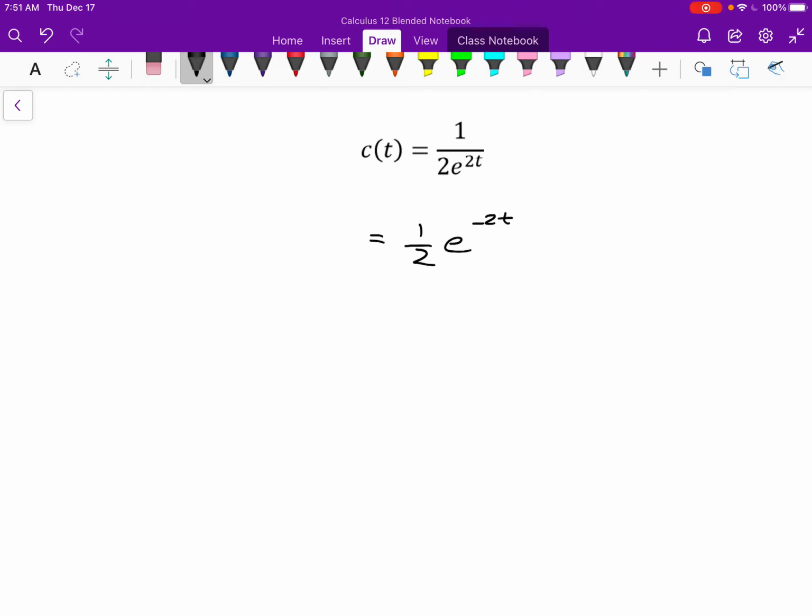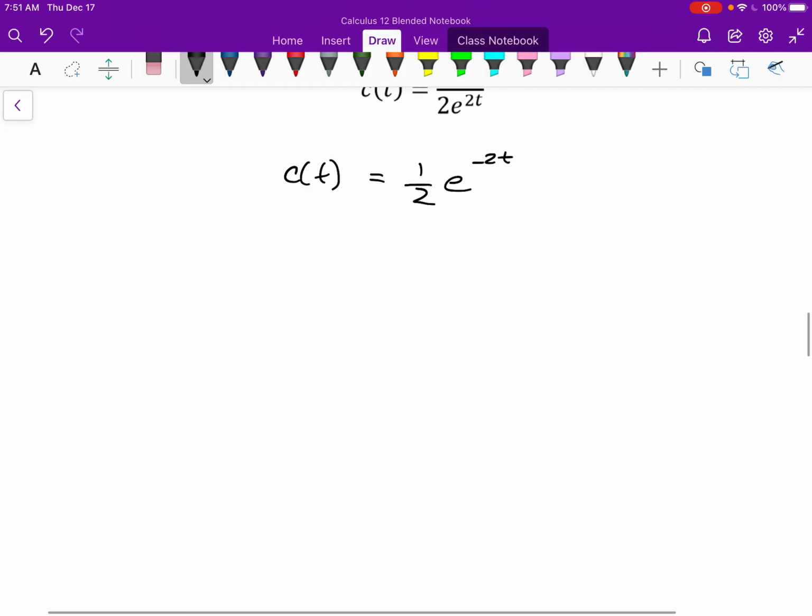I mean, the more you can use the power rule, the better. And it's a lot easier to use the power rule than the quotient rule, although they would, in the end, all be equivalent. Again, I haven't differentiated anything yet. Now I want to start differentiating. Okay, so I want to find c prime at t.